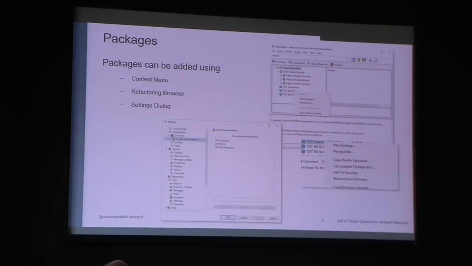As I said, there are several ways to add packages to this browser. So the first one is in the context menu in here, add packages, add bundles, which by itself works fine and is nice to use. Another thing is in the Refactoring Browser, here, add to favorites, remove from favorites. So you do a right click in the Refactoring Browser and say, this is the package I really want to keep an eye on, and I want to add this reference to my launcher.